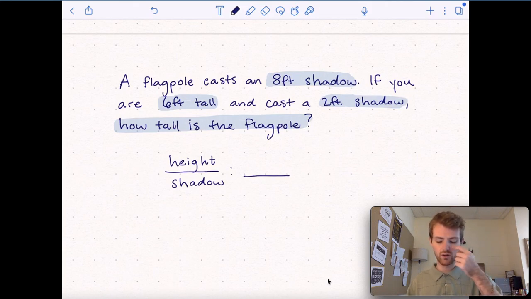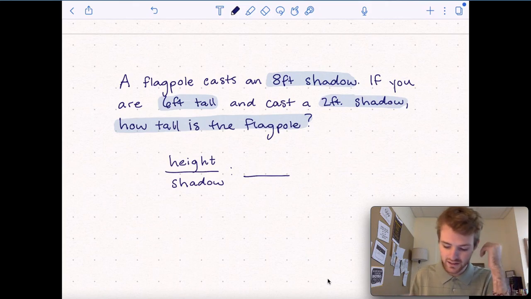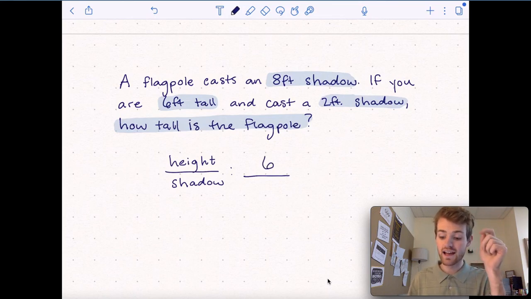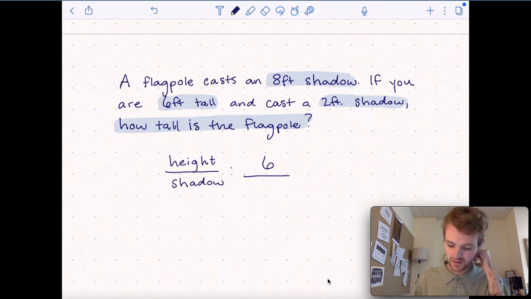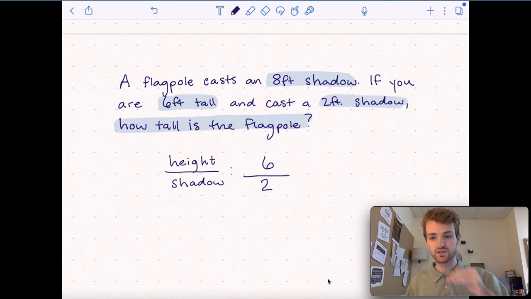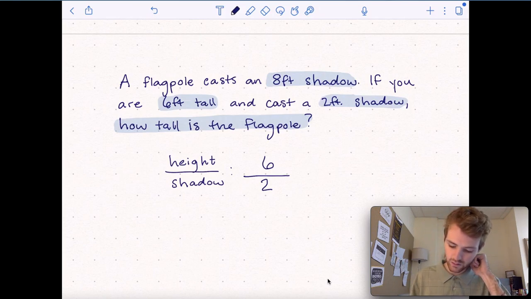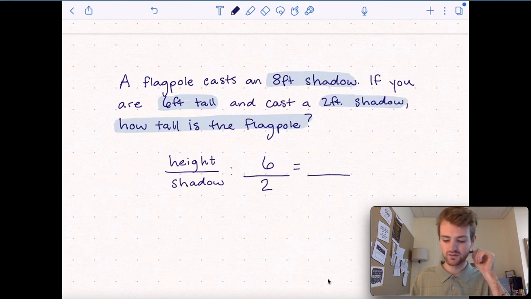When we start, where do we see a height value? A flagpole casts an 8-foot shadow. That's not a height. Okay, here. If you are 6 feet tall, well, that's a height. So let's go ahead and put 6 feet tall, and you cast a 2-foot shadow. Okay, so this tells us 6 feet tall and a 2-foot shadow. We're going to have that equal something else.